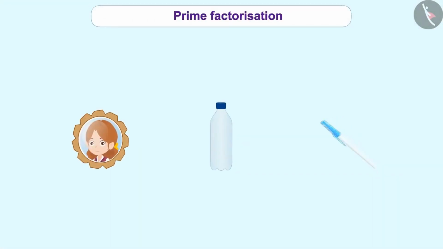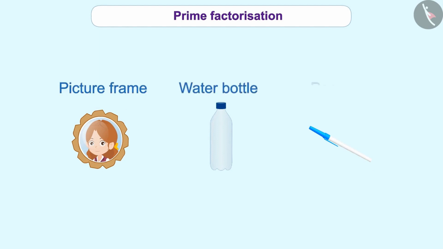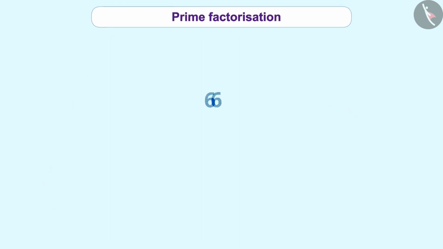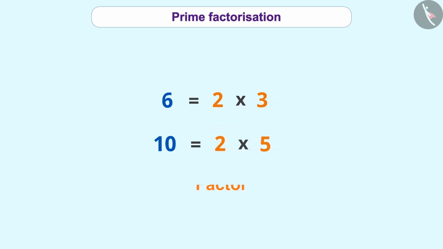We see many things around us, like photo frame, water bottle, pen, etc. They are all made up of different parts. It is the same with numbers. Let us consider number 6. It is formed by the multiplication of 2 and 3. Similarly, if we consider number 10, it is formed by the multiplication of 2 and 5. Such numbers whose multiplication gives the number itself are called the factors of that number.